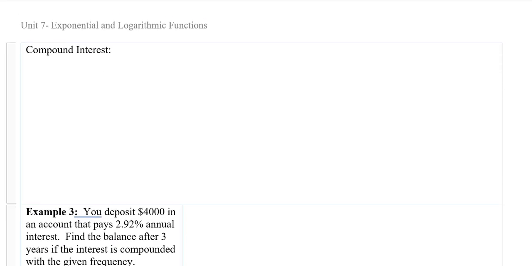Next example. This is on the back page. So this is the other formula that we're going to talk about. This is compound interest. So here is your formula for compound interest.